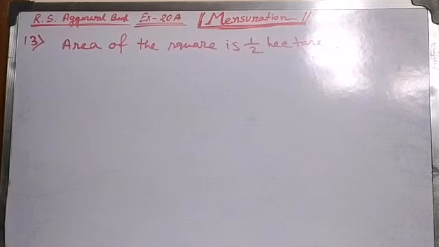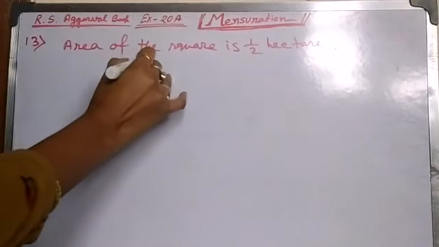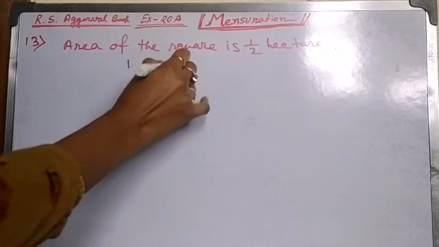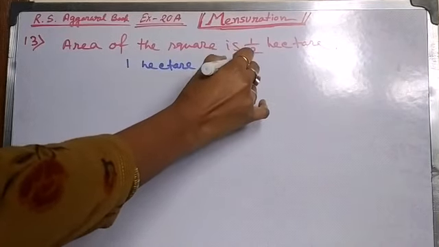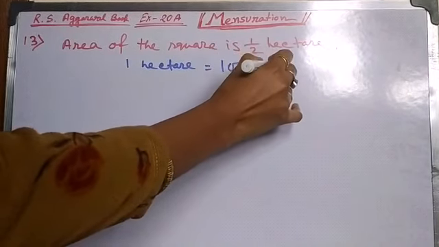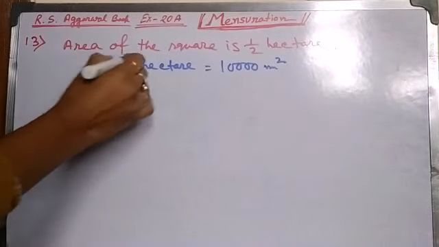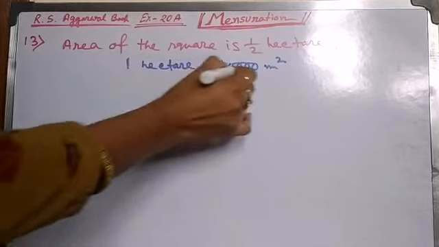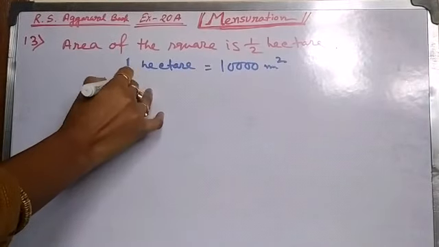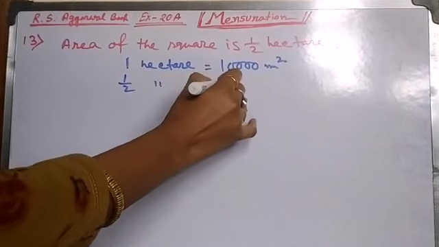Now question number 13. The area of the square field is half hectare. Find the length of its diagonal in meters. So here 1 hectare means 10,000 meter square. That you have to remember. 1 hectare means 10,000 meter square. So half hectare means what? That we will find out.